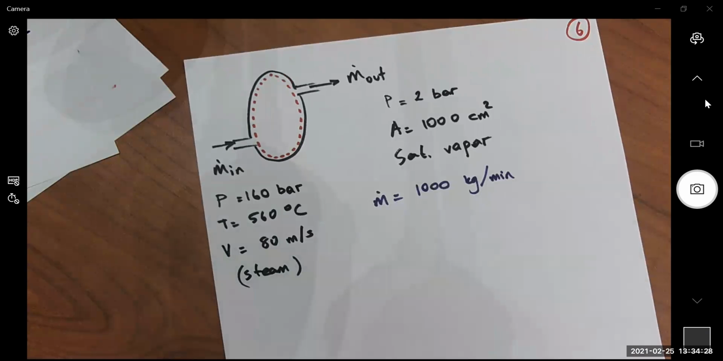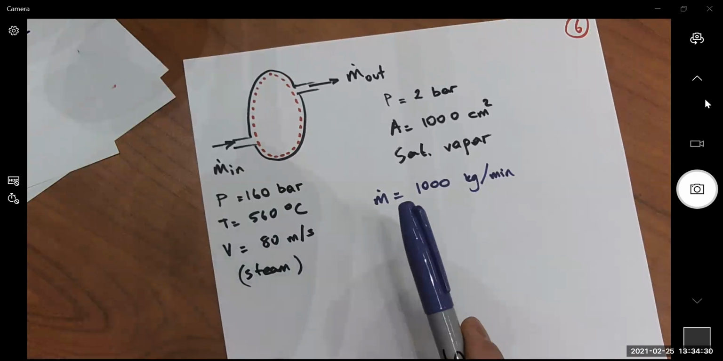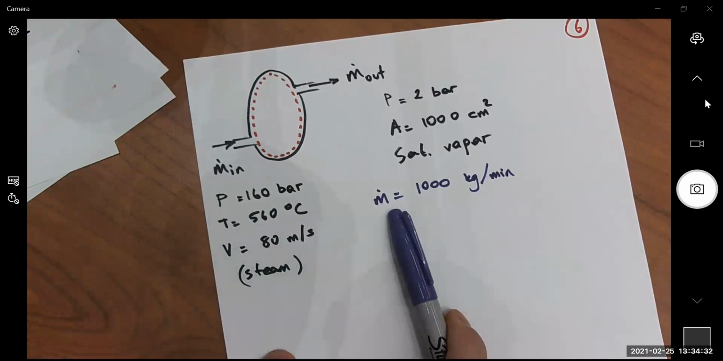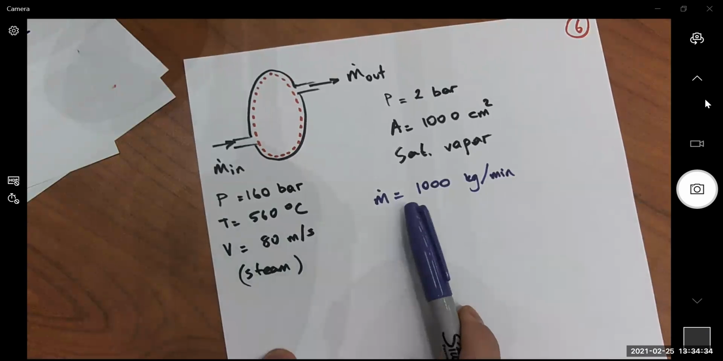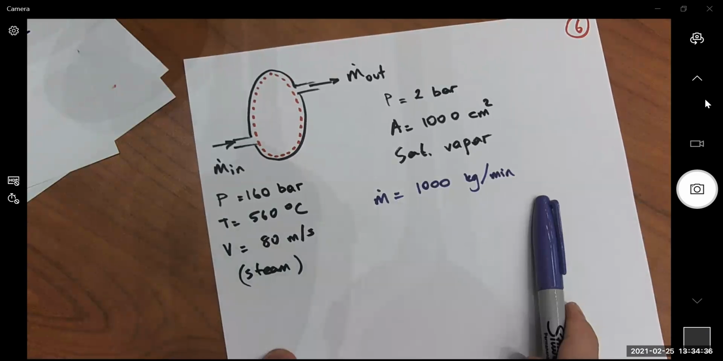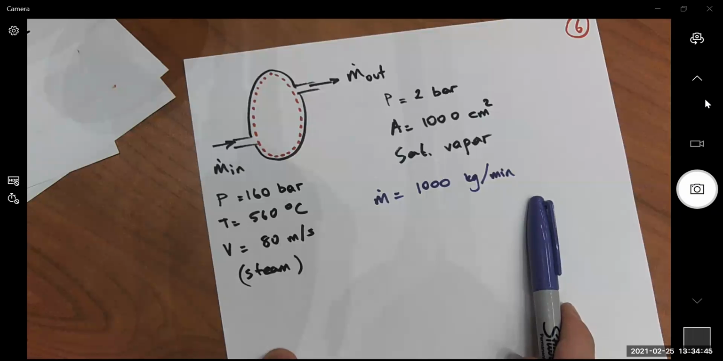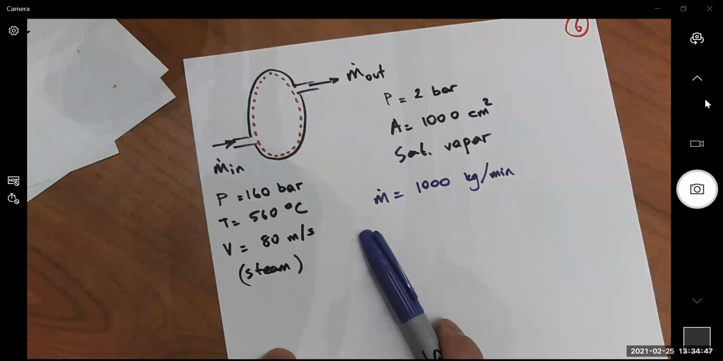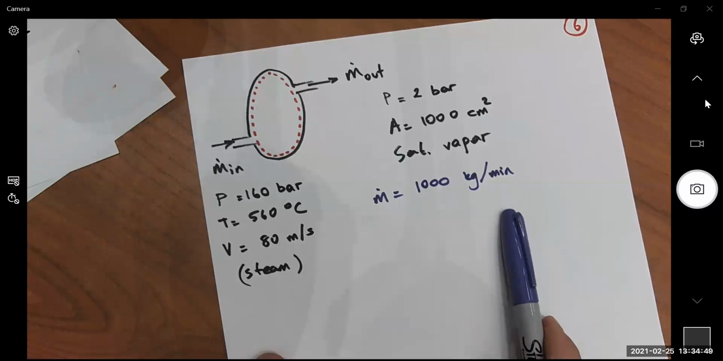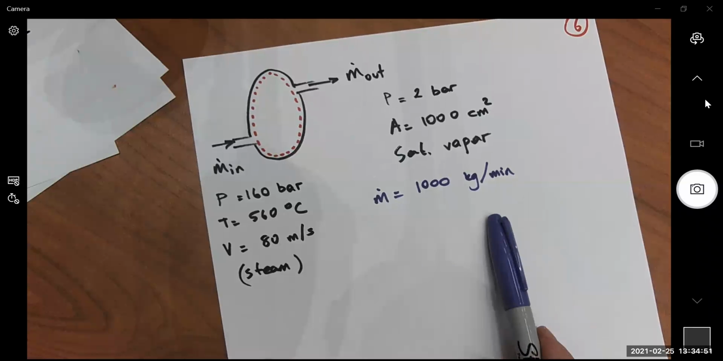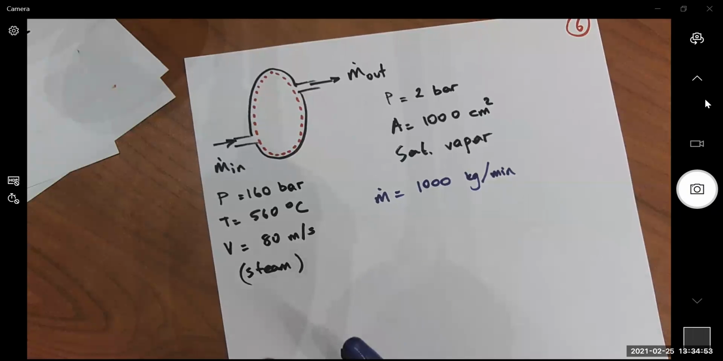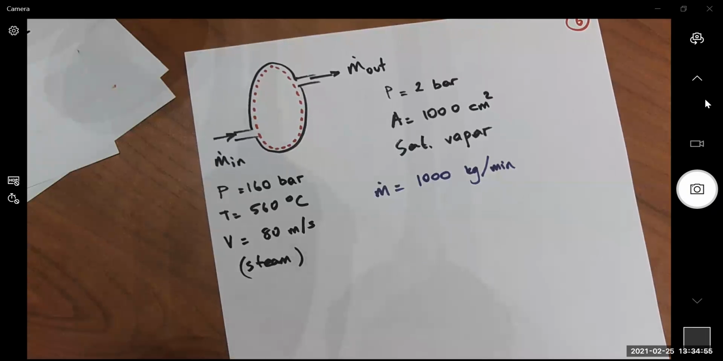That means for a steady state system, m in equals m out. Remember, for a steady state system, accumulation is 0. If accumulation is 0, we assume that the generation in the system is 0, and in equals out. Since I have one inlet and one outlet, they have to be equal, right? In equals out.